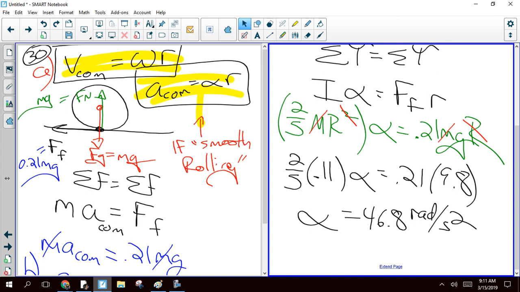Okay. The next part says, how long does the ball slide? So here it really makes a big jump. We're trying to find time, right? And the issue is, we just found 2 different accelerations, acceleratii, if you prefer.